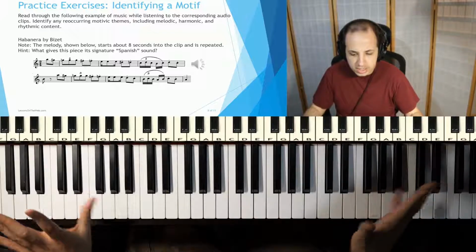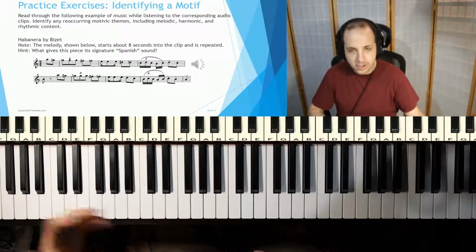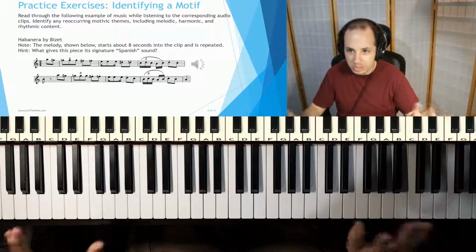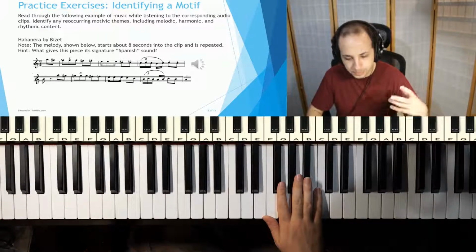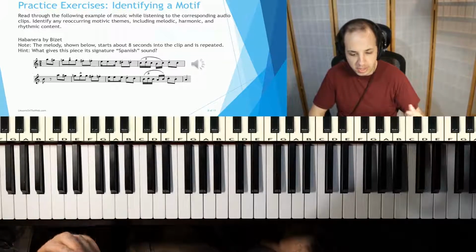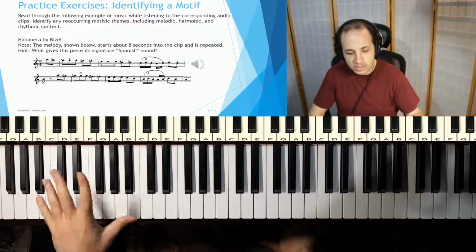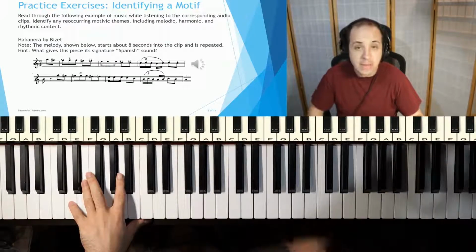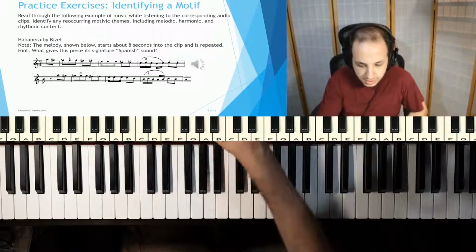Although that one probably isn't quite as recognizable. That's not like Here Comes the Bride, where bump, bump, ba da. I kind of did the pitches there. It's really hard to do without the pitches, but if you do it just strictly by the rhythm, I wouldn't say that gives it its Spanish sound. I would say it's the chromaticism there and the scale that they are using.